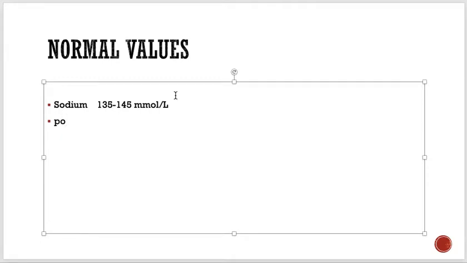Potassium, normal values are 3.5 to 5.0 millimole per liter.